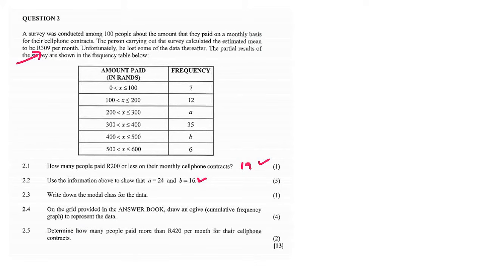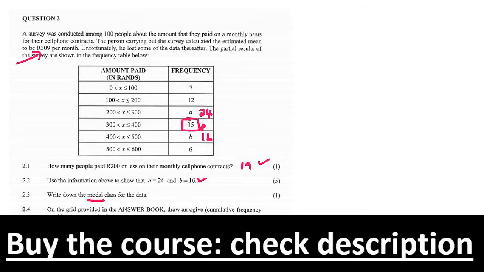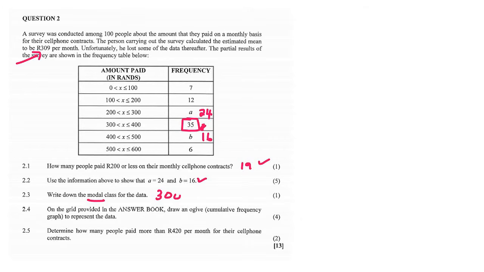2.3, write down the modal class. The mode means the most. So we should fill in our a value, 24, and then 16 is over here. The modal one is the one where there's the most, and that's 35. So the answer is 300 to 400.